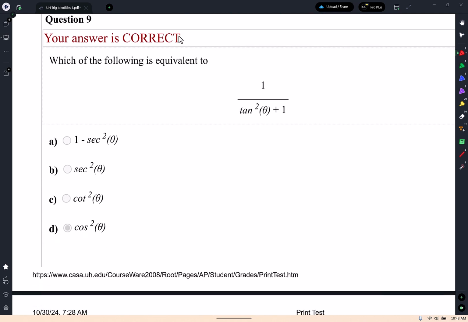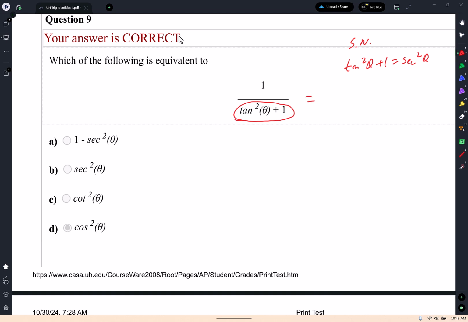Which of the following is equivalent? So they're being nice. I think they're being nice to us. Look at this. As soon as you see anything squared with a 1, plus 1 or minus 1, it's probably a property. What is tan squared plus 1? Do you remember? Yeah, side note. Tan squared theta plus 1 equals secant squared theta. I think we've had it as 1 plus tan squared, but it's the same.